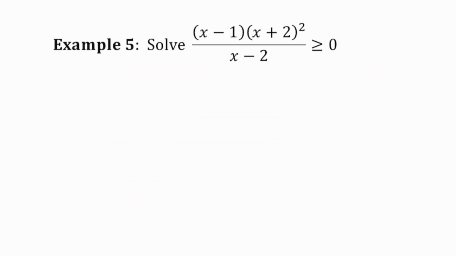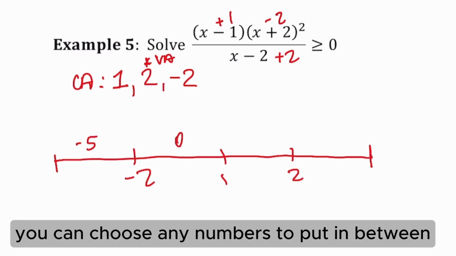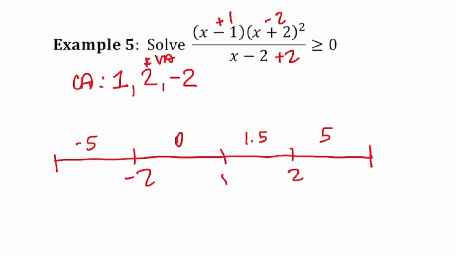Right here, so we got +1, -2, and then +2. So our critical values here are 1, 2, and -2. And then 2 is the vertical asymptote. So let's create that number line: -2, 1, and 2. We got -5, 0. We're going to have to put decimals, 1.5, and then 5.